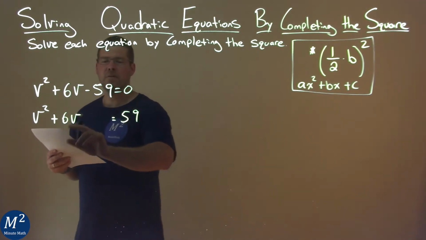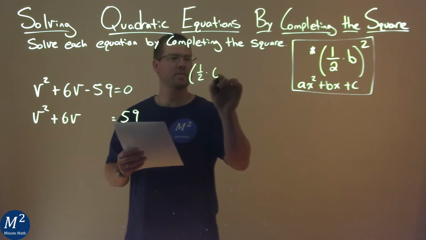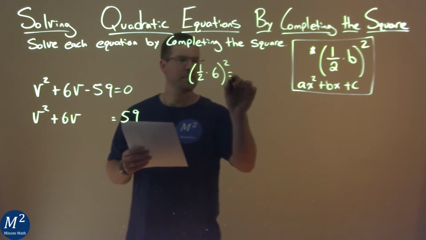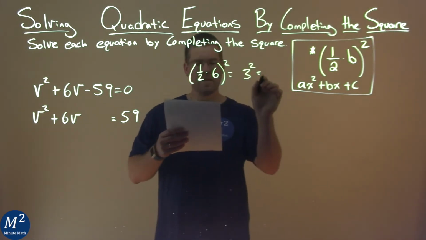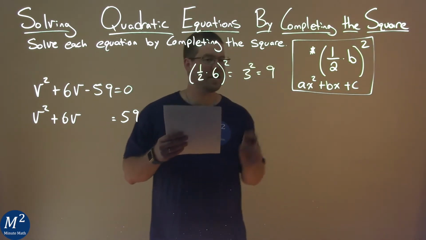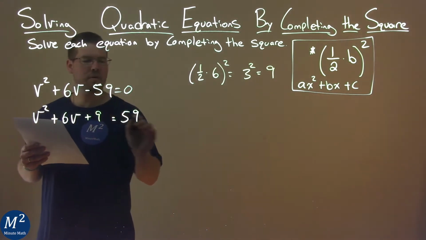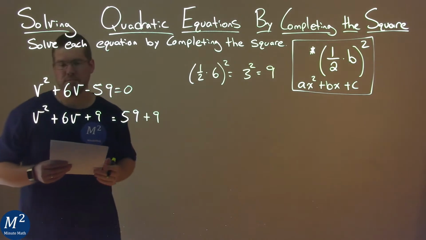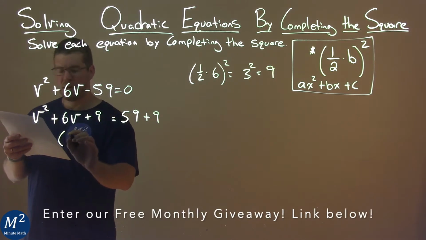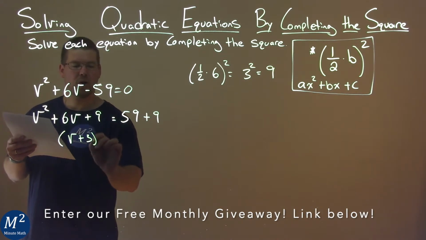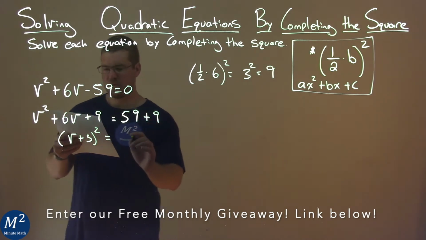Now I want to take my b value, which is 6. I'm going to use my formula. 1/2 times 6 squared. 1/2 times 6 gives me a 3. And 3 squared is, well, 9. So we're going to take that 9 now and add it to both sides of the equation. The left-hand side becomes a perfect square now. V plus 3 all squared. Right-hand side, well, 59 plus 9 is a 68.